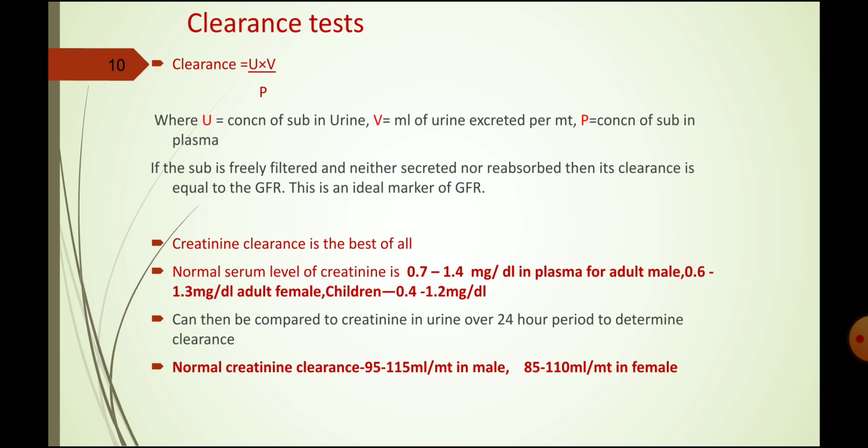Normal serum level of creatinine is 0.7 to 1.4 milligram per deciliter in plasma for adult male, 0.6 to 1.3 milligram per deciliter for adult female, and for children 0.4 to 1.2 milligrams per deciliter. That level you have to study by heart. Then it can be combined with the creatinine in urine in 24 hours to get the value of creatinine clearance. Normal creatinine clearance is 95 to 115 ml per minute in male and 85 to 110 ml per minute in female. That also you have to study and write.